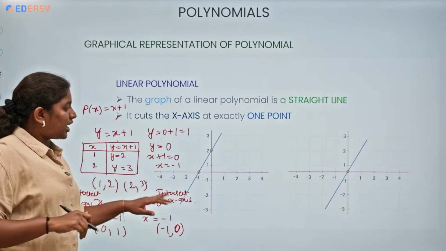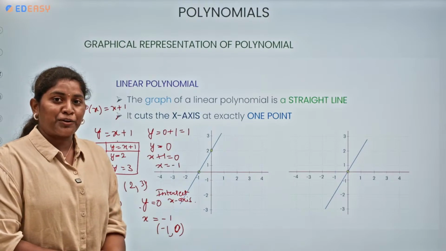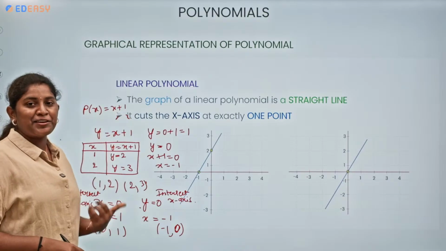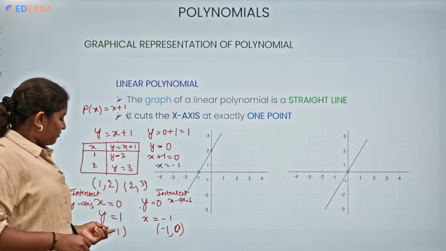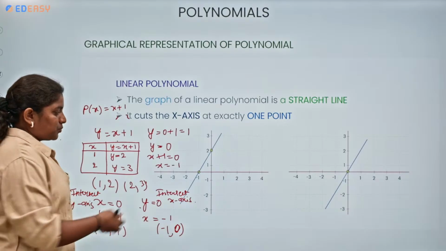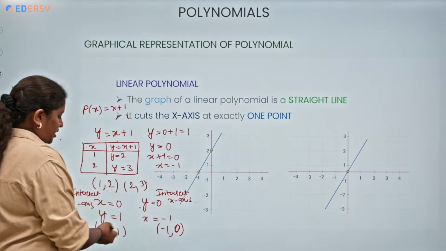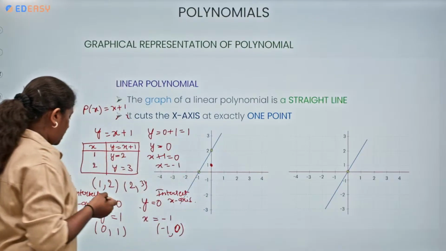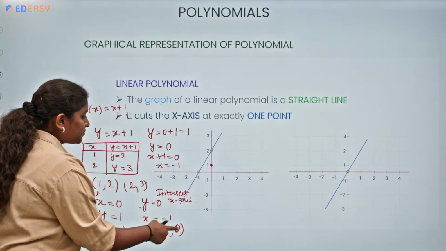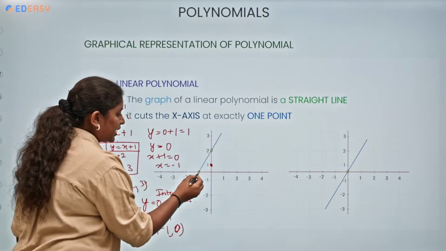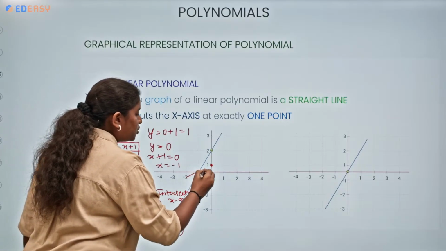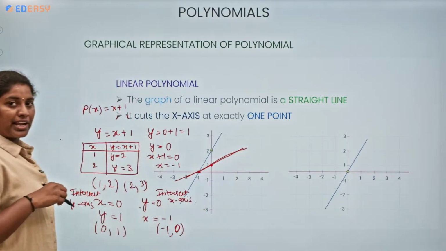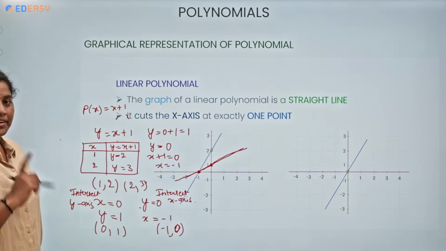Now, what about the graph of your linear polynomial? This is the linear polynomial, right? x plus 1. Simply a linear polynomial. And now, if I plot (0, 1) and (-1, 0), let's try to plot on this. (0, 1). x is 0 and y is 1 here. And next, (-1, 0). So here it is, right? Now, if you try to join them, we got a straight line. Right? We got a straight line.